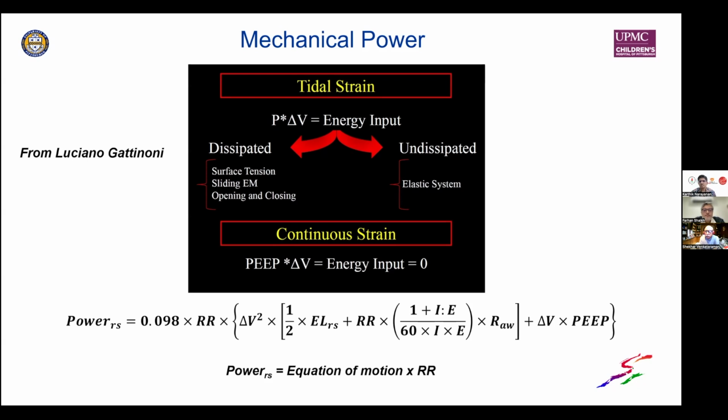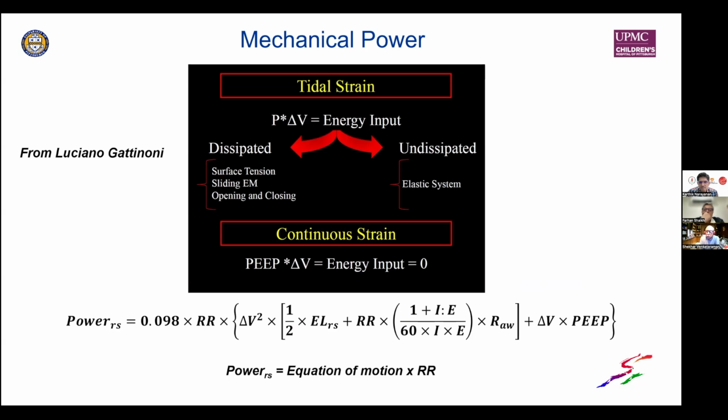So the stress and strain on the lung, there are two types of stress and strain. One is a continuous strain, which is related to PEEP. It is constant, so there is no energy input or output. It just stays constant breath to breath. But on top of that is the tidal strain. Some of the energy is dissipated to overcome surface tension and opening and closing of airways. The other one is undissipated to overcome the elasticity of the respiratory system.